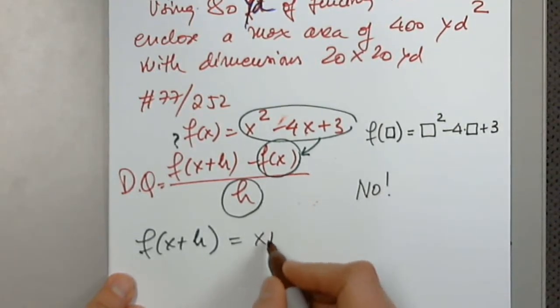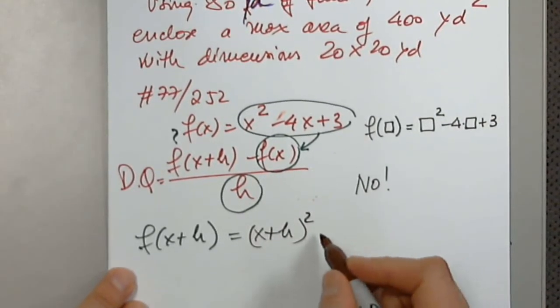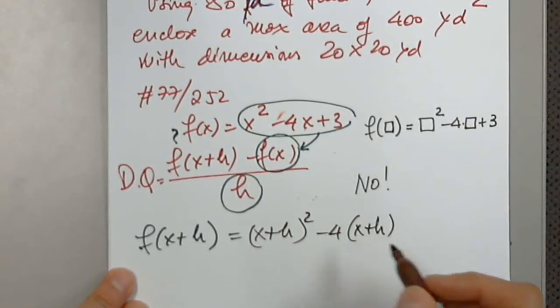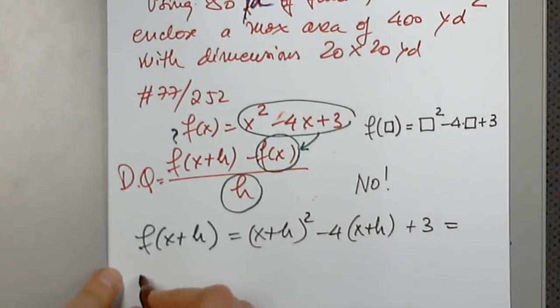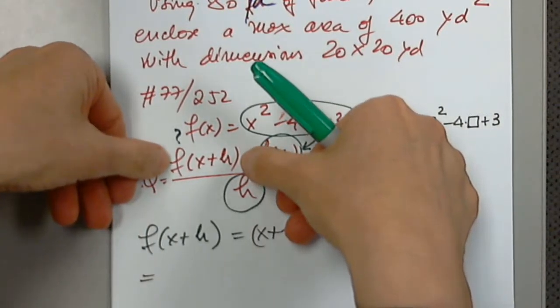x plus h squared. Very good. Minus 4x plus h. Thank you, Eddie, you saved us. Good. So what now? I need to simplify this as much as possible before I put it in here.